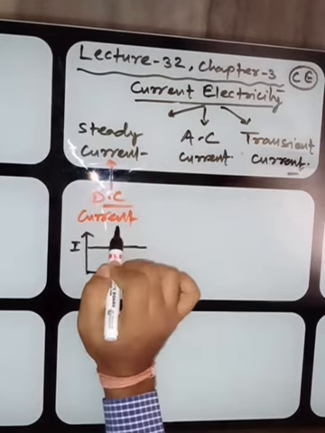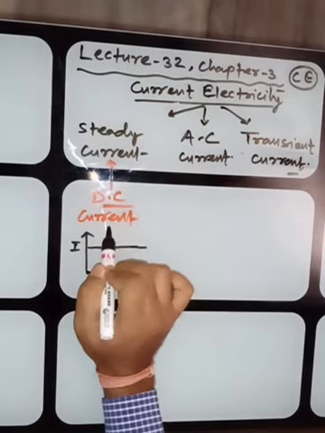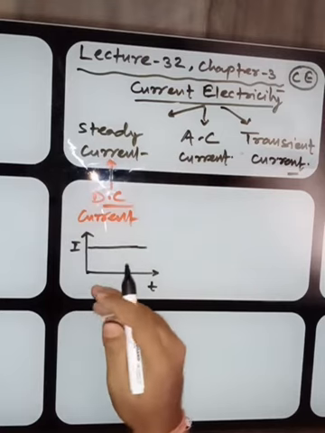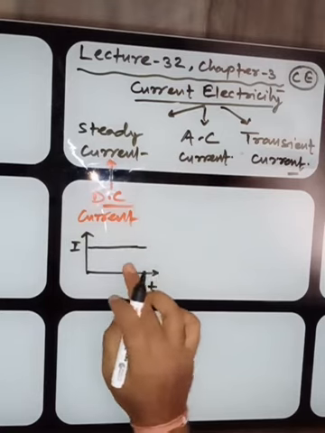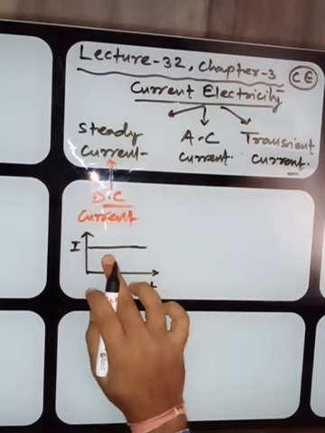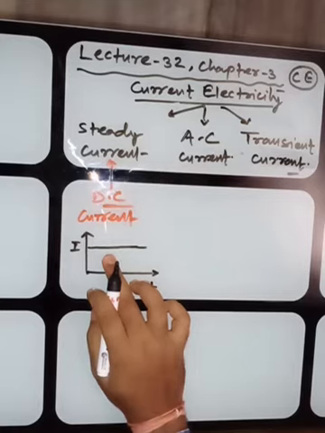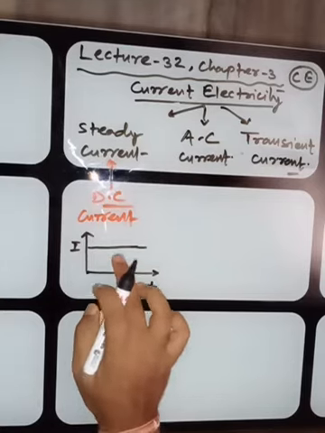Why is this DC named DC? Because it has only one nature. Along the positive cycle, this current is moving. If it changes its magnitude, that is also DC, but that will not be the steady DC. But this is the steady DC current.